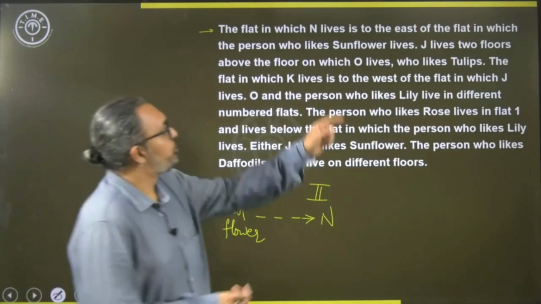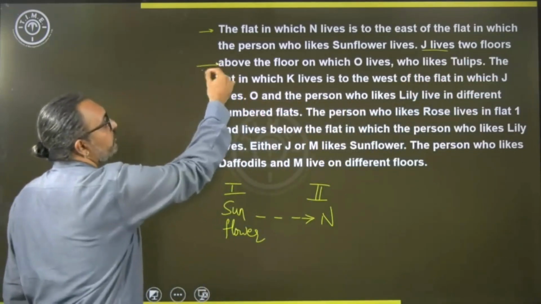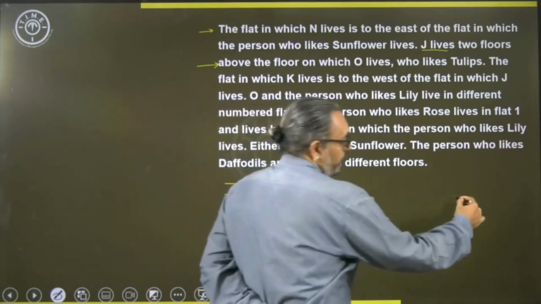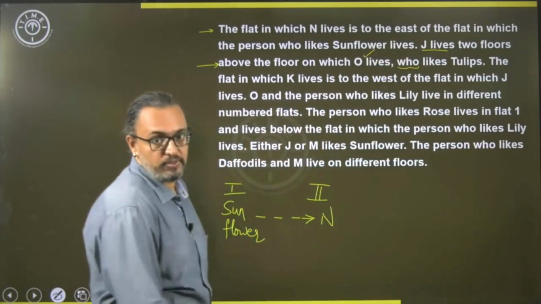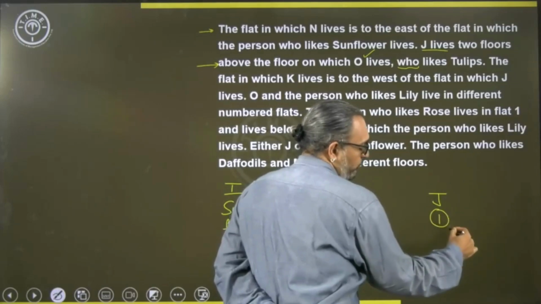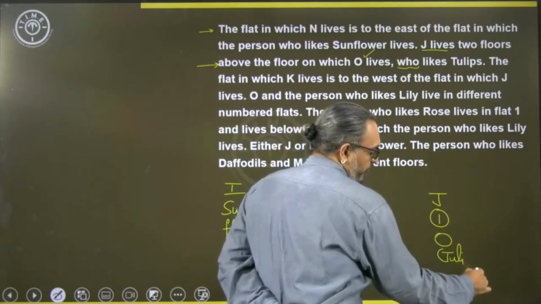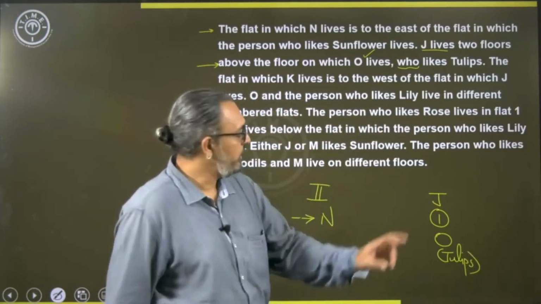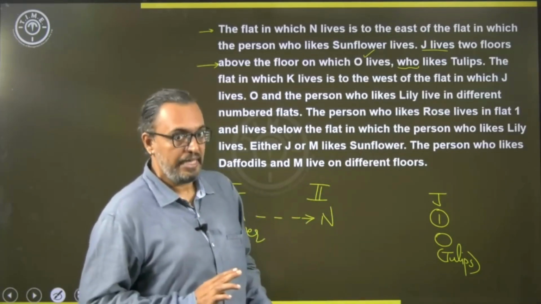Then J lives 2 floors above the floor on which O lives. Who likes tulip? So who means O, likes tulips. So 2 floors above. So J with a gap of 1 floor and then O who likes tulips. So obviously now we can identify O as the first floor, J as the third floor. But which flat? We have no idea yet.